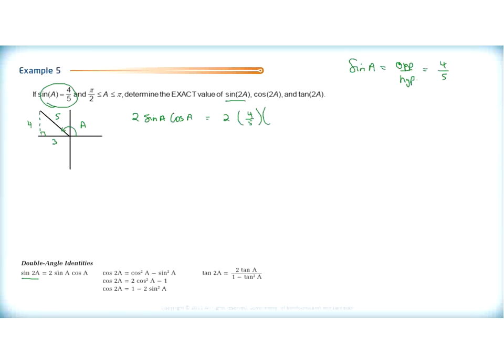The cosine of a is the adjacent side over the hypotenuse. And by the way, that's a negative 3 here, isn't it? Right? Negative 3 because we're in the second quadrant. Okay, be very careful there. So the cosine of a is going to be negative 3 over 5. When I multiply the two together, I'm going to simply get negative 24 over 25. So the sine of 2a is negative 24 over 25.